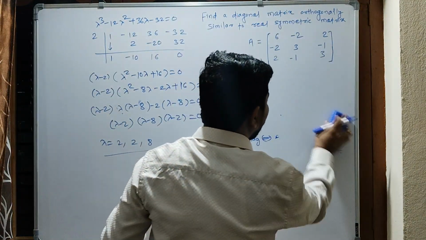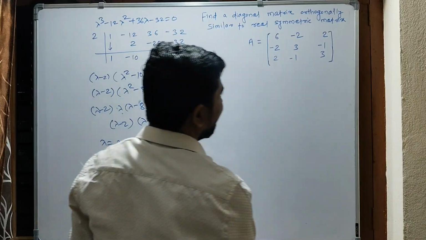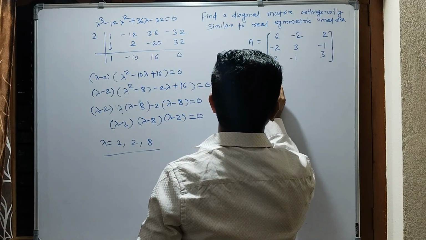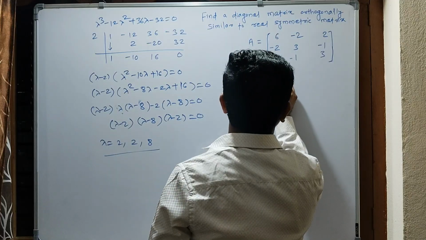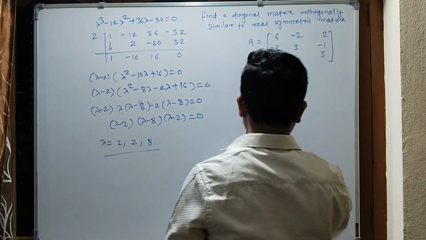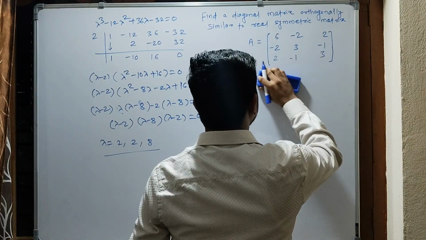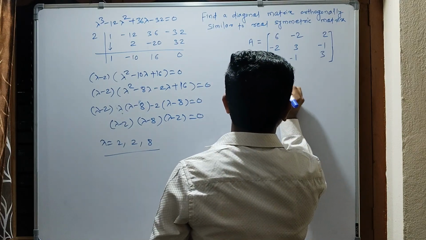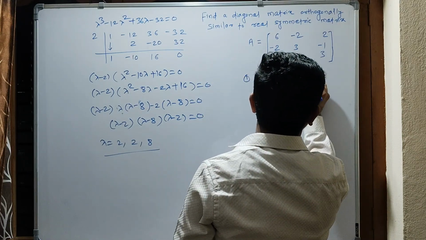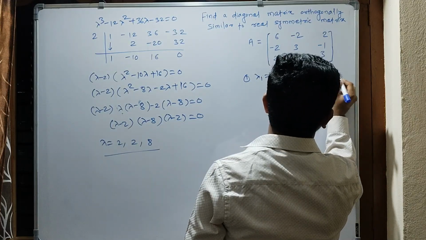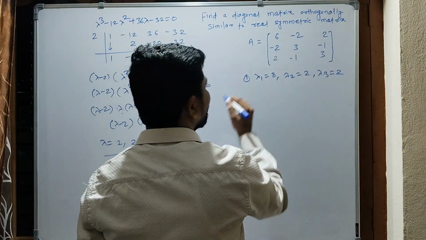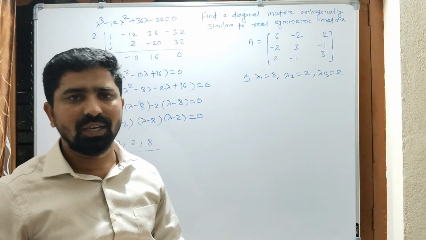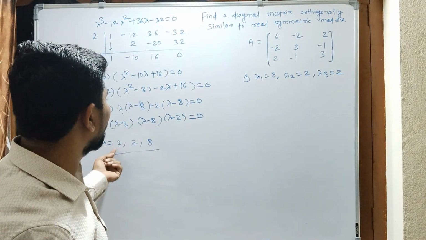So the first step is over: find the eigenvalues of this matrix. Here lambda 1 equal to 8, and these are the repeated roots, so lambda 2 equal to 2 and lambda 3 equal to 2. These are the eigenvalues. Now I want to find the eigenvector corresponding to 8 first, and after that I will find the eigenvectors corresponding to 2.